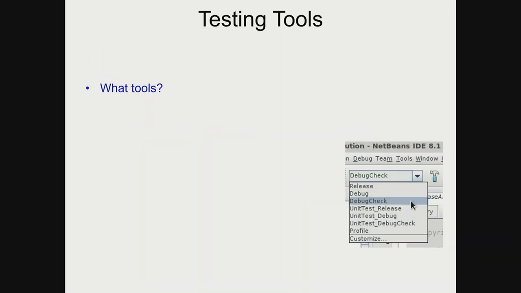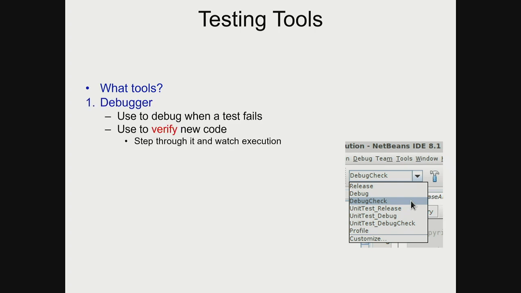Okay, so testing tools. That was ethics, but now I'll go back to the mechanics of testing. What tools do we use for testing? See tutorial 4. We're going to use the debugger. I use it not just to find bugs. With new code, I step through it in the debugger to watch it execute to make sure it does exactly what I expect. So it's kind of like preemptive debugging.